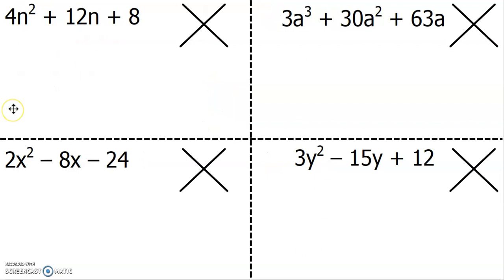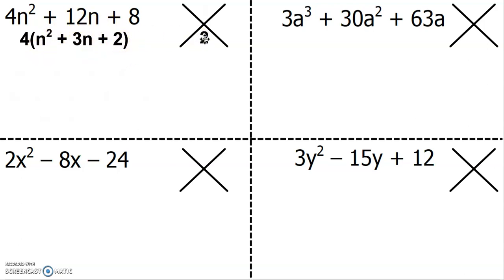This last set of problems, I want you to really look at first if we can pull out a GCF. Notice that 4n squared plus 12n plus 8 has a leading coefficient of 4. Do all three terms have 4 in common? They do. That means that we can divide that out. So first, I'm going to pull out that GCF so that I'm left with the trinomial n squared plus 3n plus 2. This is now the trinomial that I can use for my diamond.